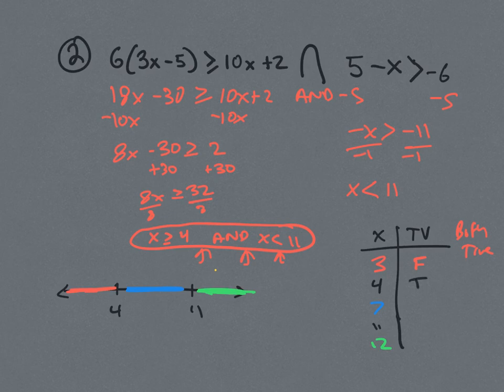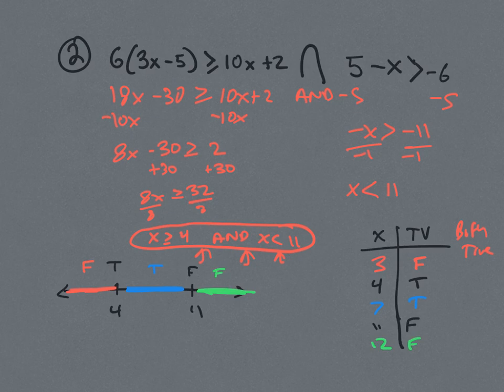7 is bigger than 4, and 7 is less than 11, so that's going to be true. How about 11? I know it's going to be bigger than 4, but it is not smaller than 11. 11 is not smaller than 11, so 11 is false. And just knowing that, 12 would also be false, because 12 is not smaller than 11 either. So I've got my truth values here, so let's translate them to the number line. We've got false, true, true, false, and false.